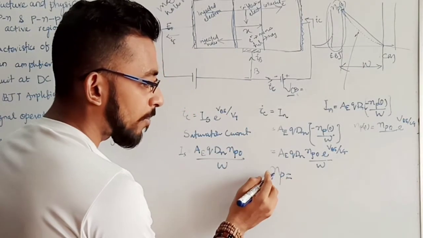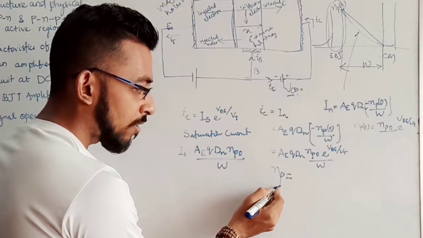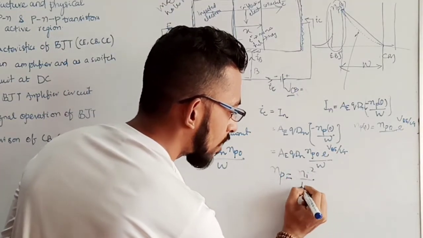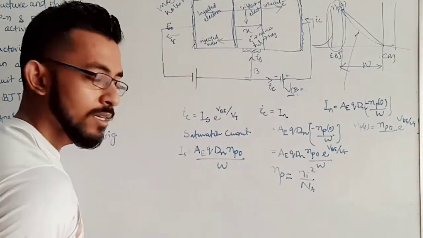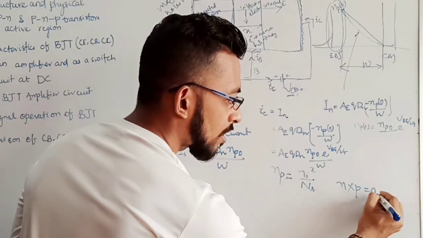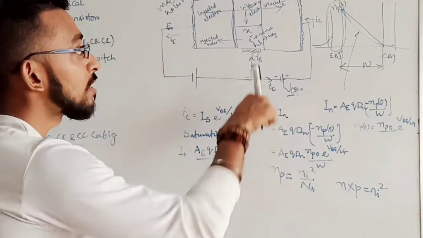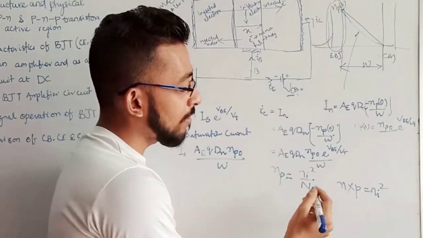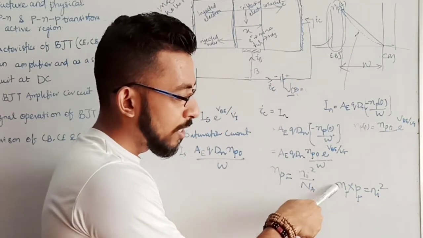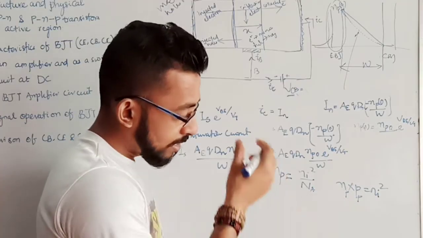Np is nothing but the number of electrons at the p side, or at the base. So this Np is nothing but Ni square upon Na, where we know that N into P is nothing but Ni square. Since we are talking about the p type, p side means it will become Np, it will become Pp: electrons at the p side, holes at the p side.